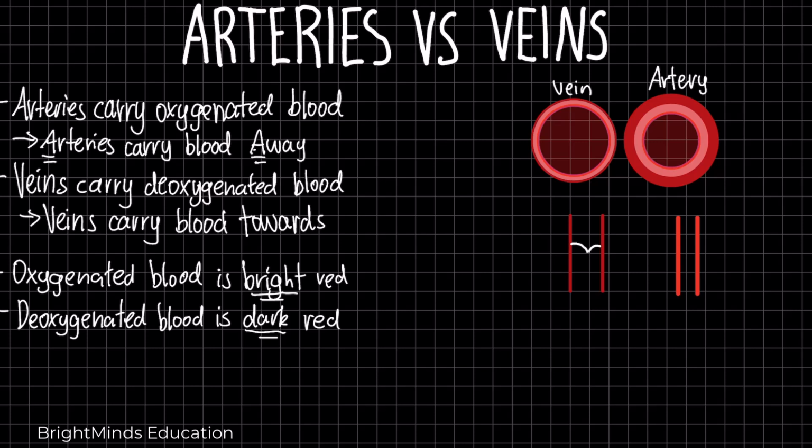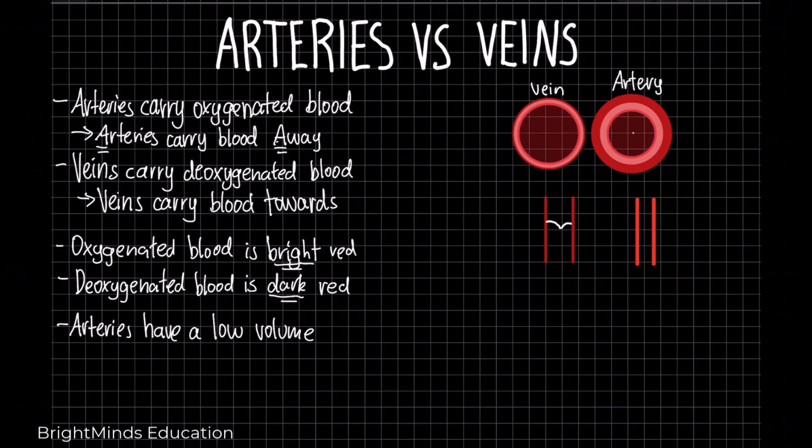Also, arteries have a low volume of blood in them. They only contain around 15% of the blood in your entire body. And also in my diagram you can see that they have a smaller bore, which is the gap in the middle. It's because they need thicker walls, because then they are stronger to withstand the high pressure from the heart, which is pumping it around the body.